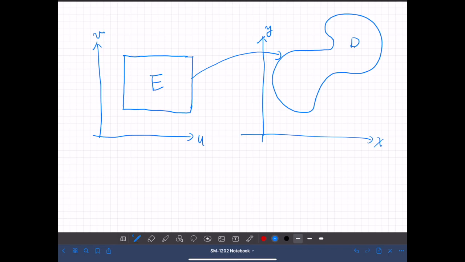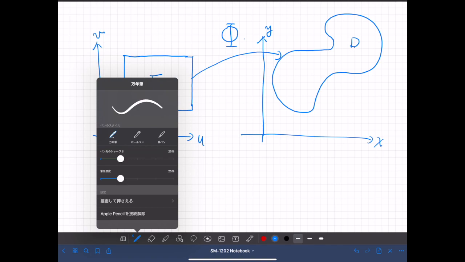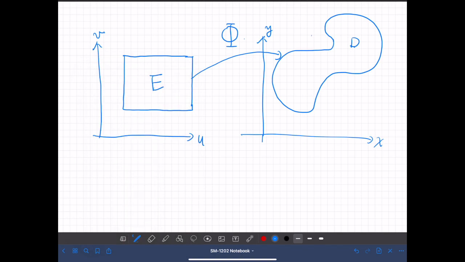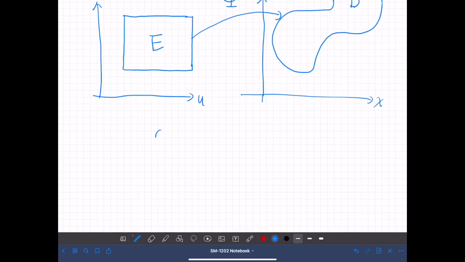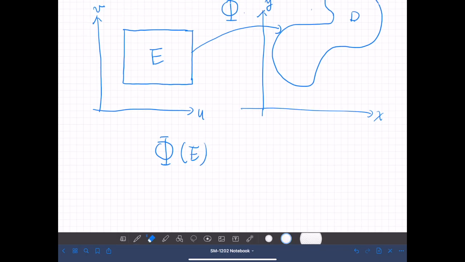So we want to find some mapping, let's call it capital Phi, so that by this mapping we can transform this rectangular region in the UV plane to some general bounded closed region in the XY plane. That means the image of E by this mapping Phi corresponds to the region D.